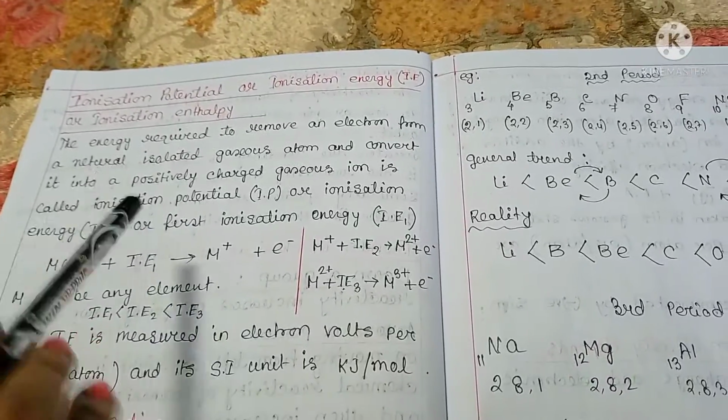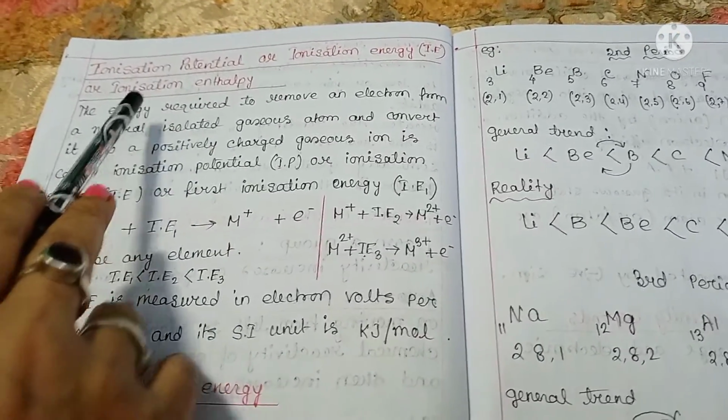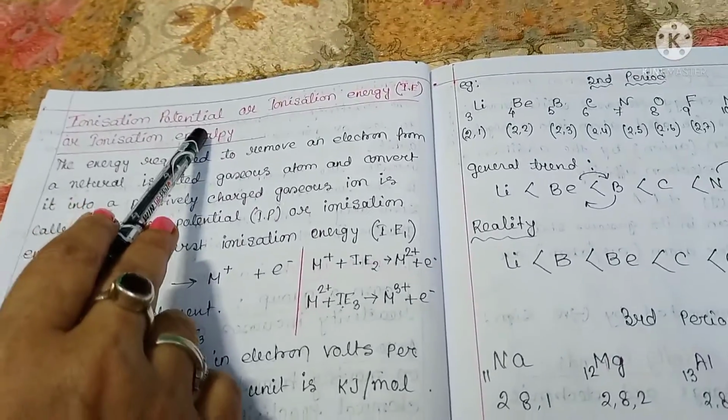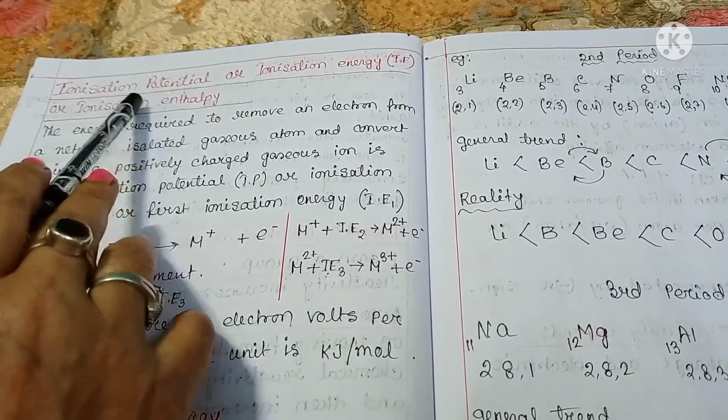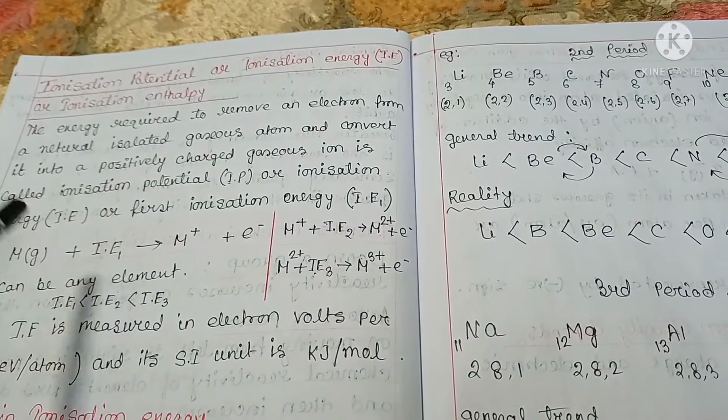Hello students, today I will again continue the chapter periodic table. Today I will start from ionization potential, or ionization energy, or ionization enthalpy.